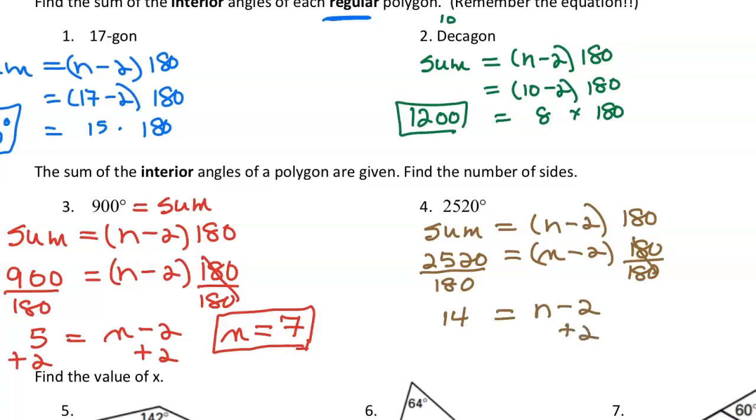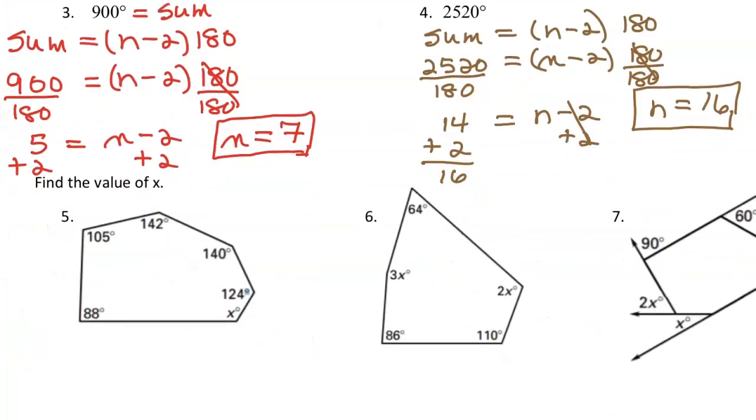To get n, you've got to undo the subtraction of 2 by adding it to both sides, and we are getting n equals 16 for our answer. Okay, so it's not 14 and it's not 12, which again were common errors on the last assessment. Okay, so don't make those mistakes again. This is your second bite of the apple.